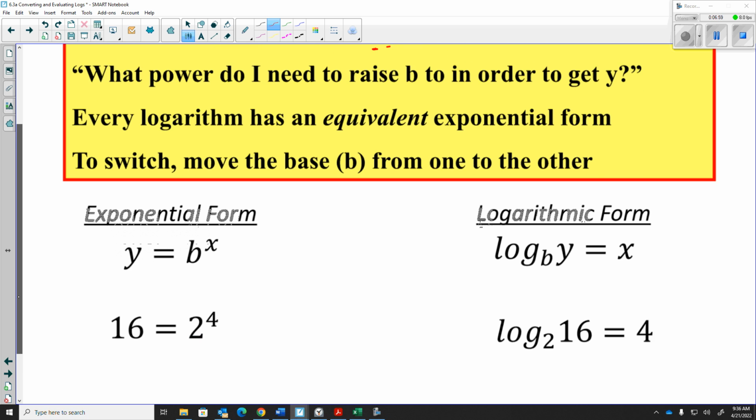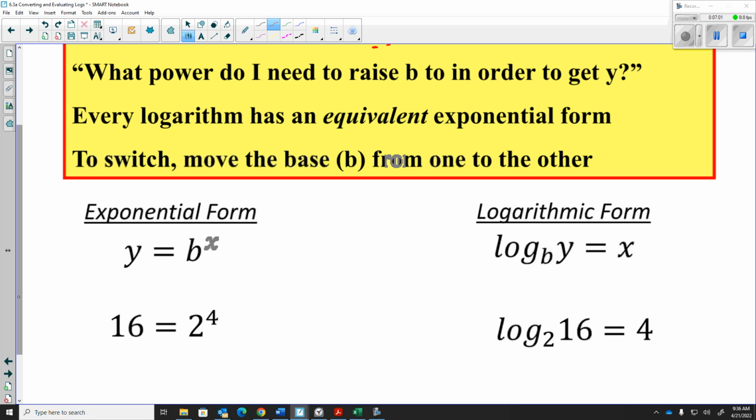So let's say you have the exponential form y equals b to the x, okay? To change that to a logarithm, all you got to do is take the base of the exponential and move it to the other side, and then it becomes the base of a logarithm. So I start here, I move it over, and it becomes log base b of y. And we're going to do a ton of examples of these, so if it seems weird right now, don't sweat it too much. We're going to do a bunch of them.